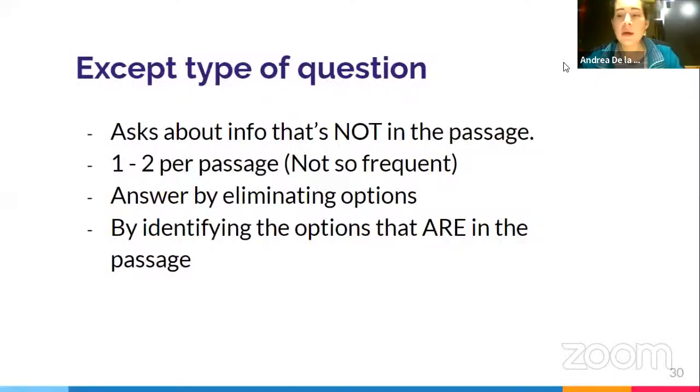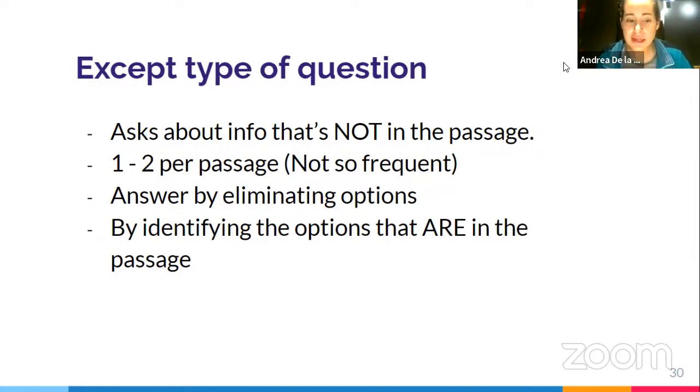question. Okay, guys? Now, this is one of the easiest ones, I would say, because of the way that you have to do it. It's also very direct. It doesn't take up that much time. And the way to get through to the correct answer is by eliminating options. Okay? Now, what is the difference between detail and except type of questions?